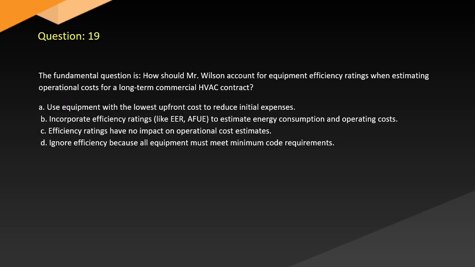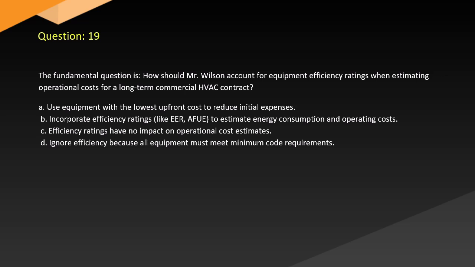Question 19. The fundamental question is, how should Mr. Wilson account for equipment efficiency ratings when estimating operational costs for a long-term commercial HVAC contract? A. Use equipment with the lowest upfront cost to reduce initial expenses. B. Incorporate efficiency ratings like EER and AFUE to estimate energy consumption and operating costs.